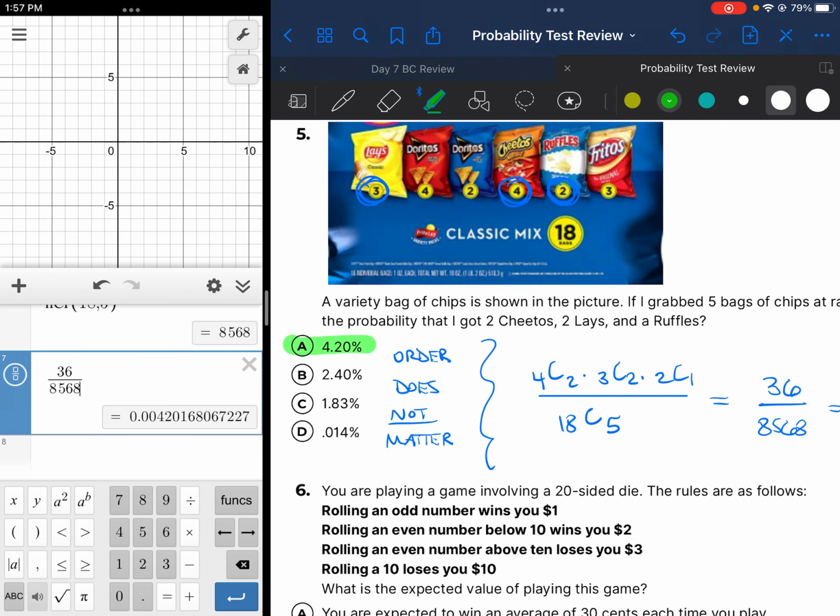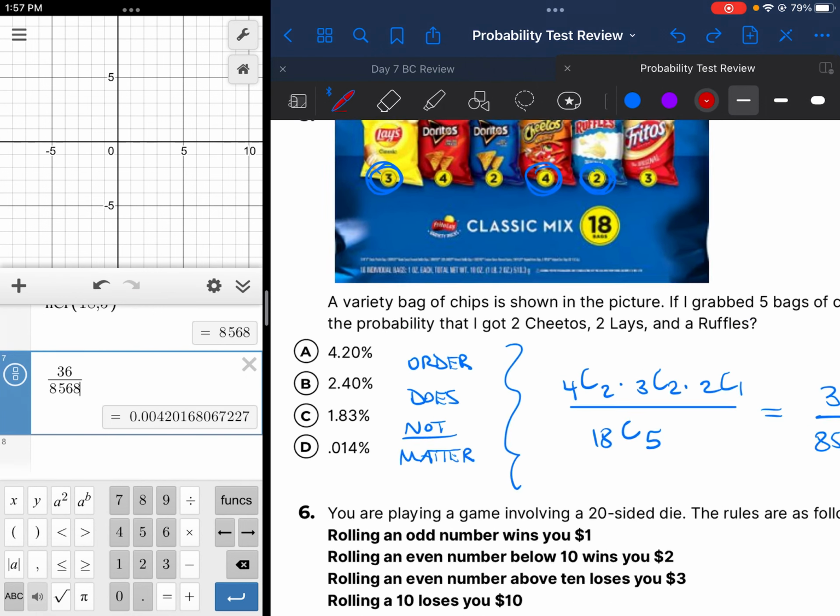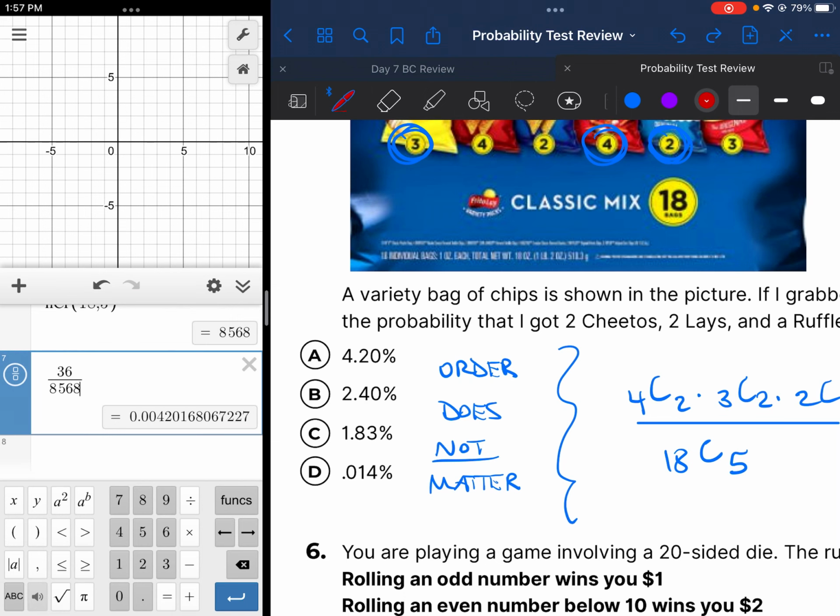Which is answer choice. No, that should be. So this was a typo, by the way. I don't know if it went online when you took the practice test. This might have already been fixed. Should be 0.42%. So this is our correct answer right there.